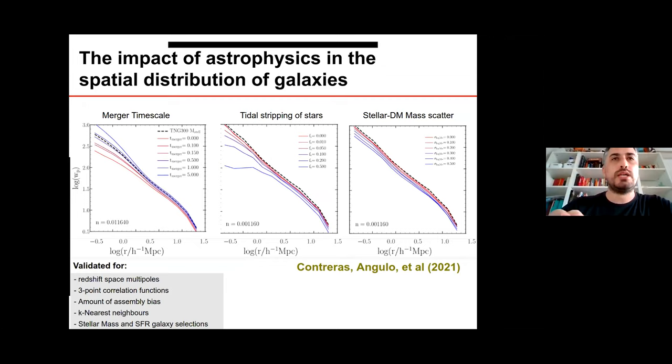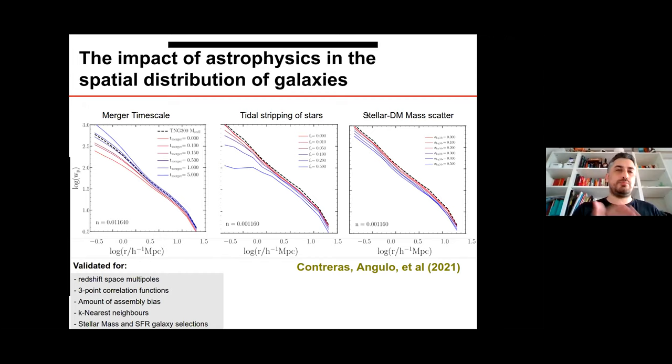So we can actually model it and see that if the merger time scale is very long, galaxies tend to cluster a lot in dark matter halos, and that's why the amplitude here is higher. But if the merger timescale is short, they quickly will merge to the central galaxies, and then the clustering will actually be small. For comparison, the dashed line is the galaxies in one of the hadronic simulations, the Illustris TNG. So we can do the same that we did for the merger timescale, but also with the amount of stripping or the scatter between dark matter and stars.